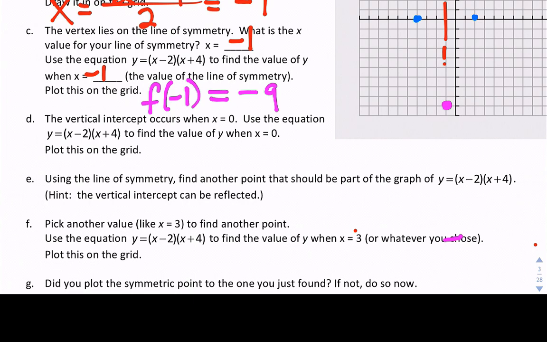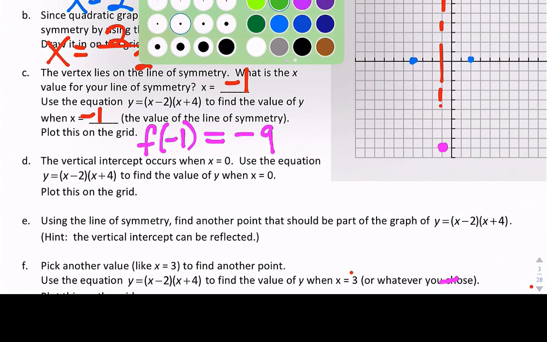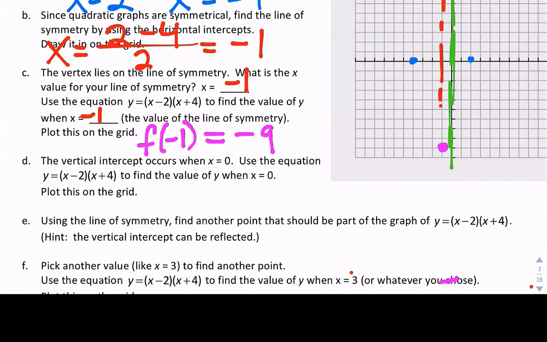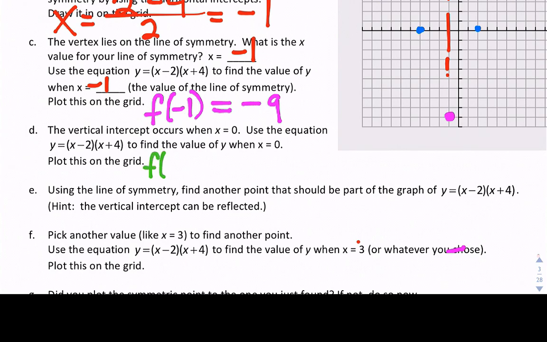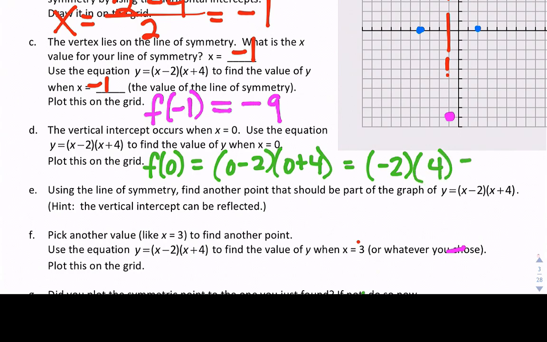Let's find the vertical intercept, the y-intercept, and that's when x is 0. So what we're looking for is where along this line would a point be at x equals 0. Again, to do that, all we do is plug in a 0 for x. So I'll call f of 0, which is just saying I'm plugging a 0 into my equation. And here's what I got. 0 minus 2 times 0 plus 4, so that's negative 2 times 4, which is negative 8. So the point 0, negative 8, is also on this graph. All we did is plug in 0 for x, solve for y. So I'm going to plot 0, negative 8.